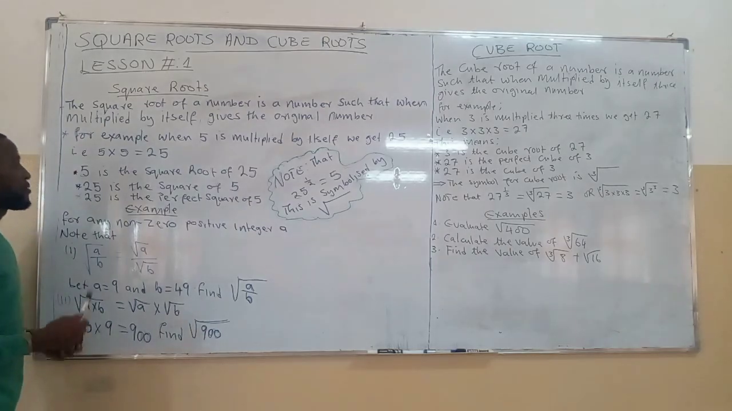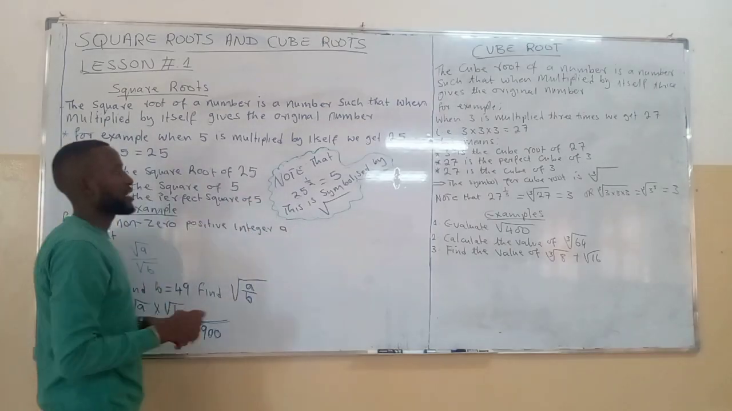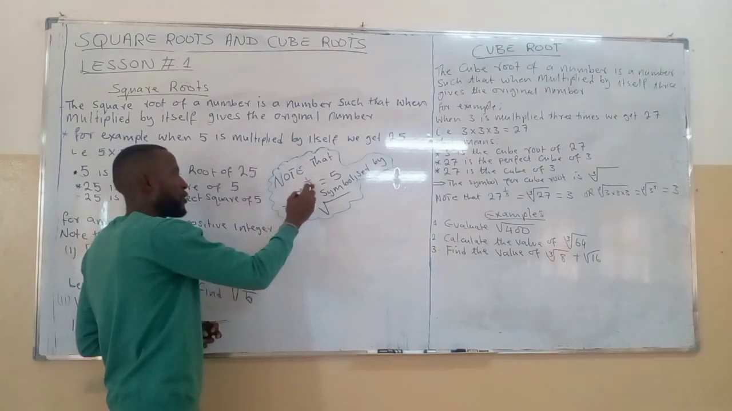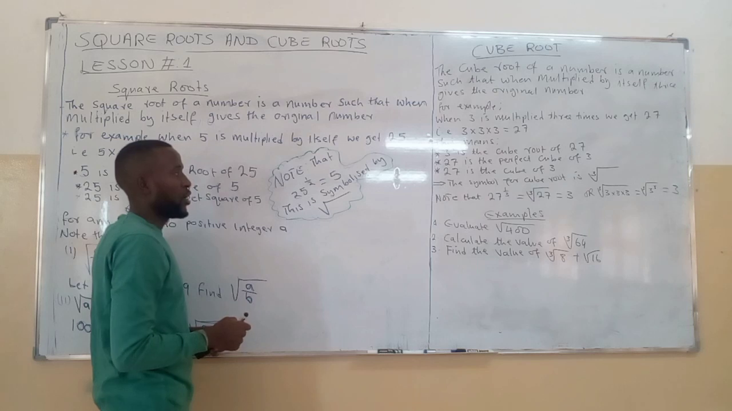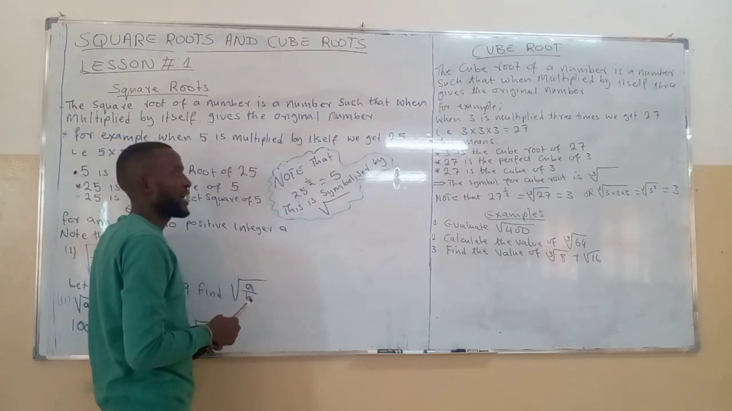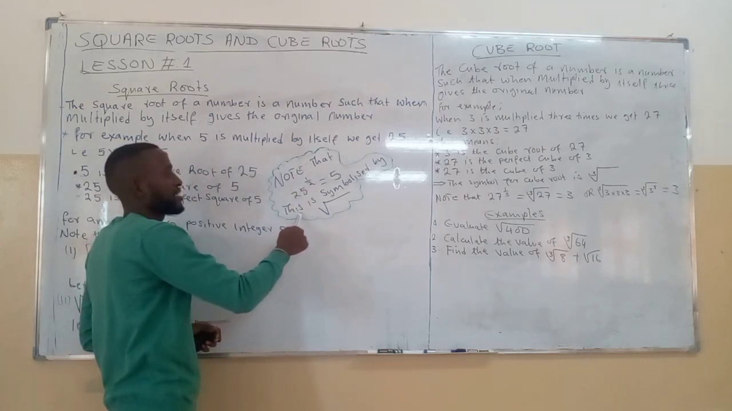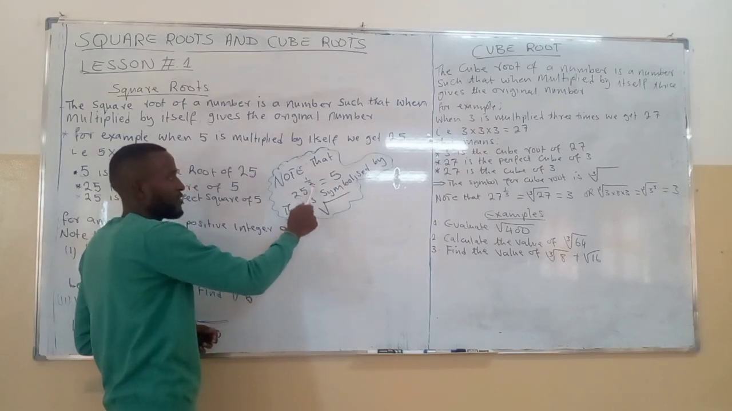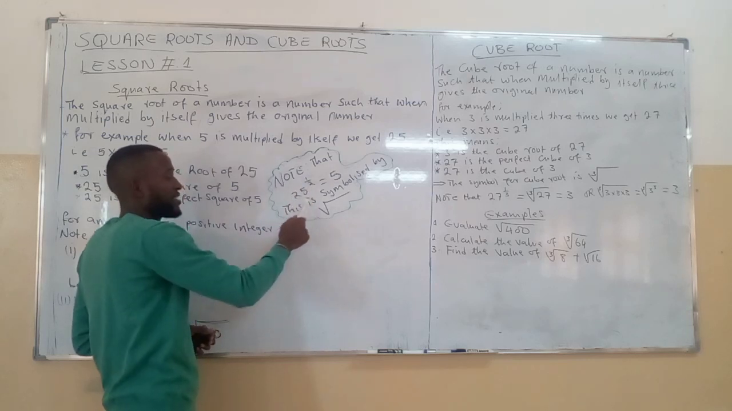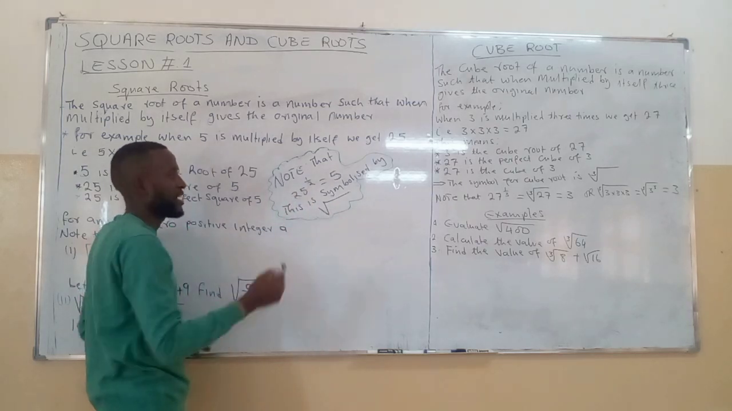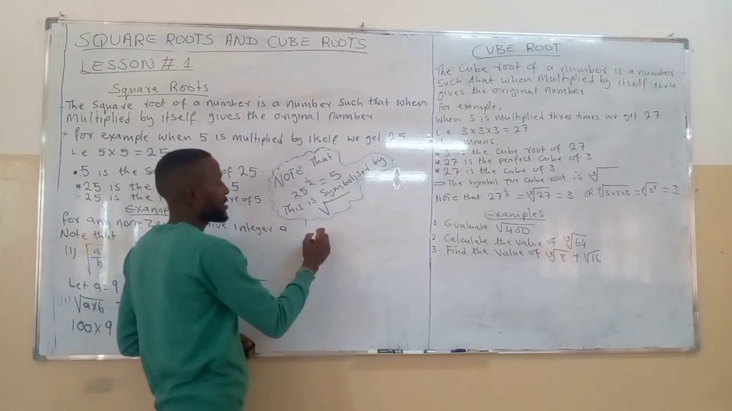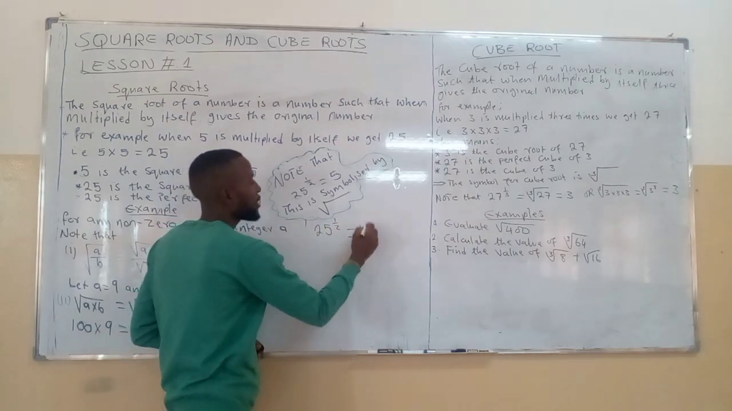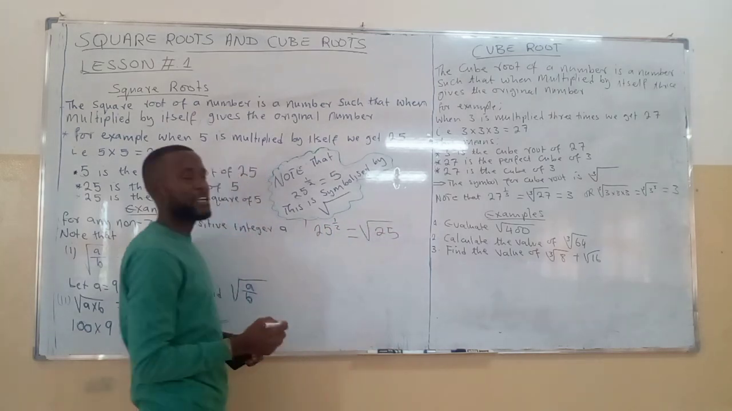Now, before we look at the example, I've put something here for you to note. Note that 25 to the power 1 over 2 is equal to 5. This simply symbolizes the square root. If I want the square root of 25, instead of putting 1 over 2, I simply use the square root sign, then I have my answer. So 25 to the power 1 over 2 is the same as the square root of 25. That is what they mean there.